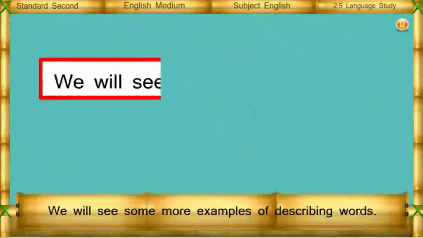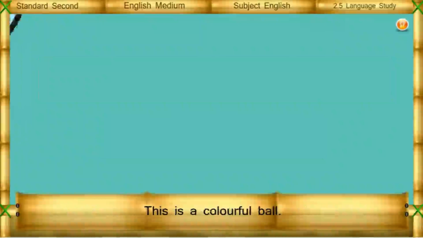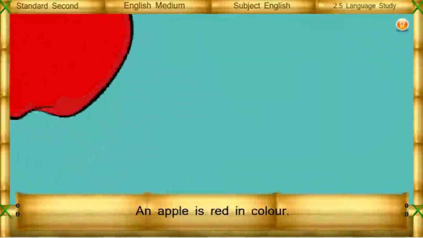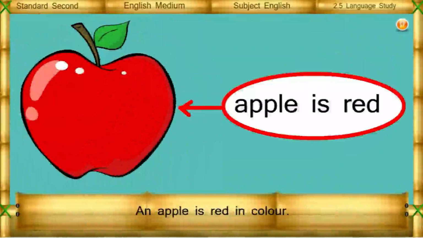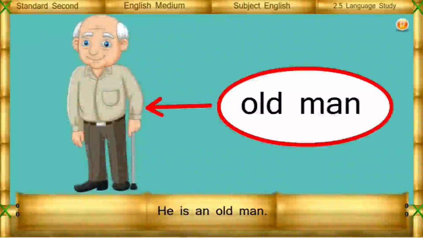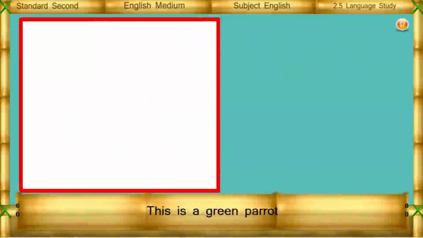We'll see some more examples of describing words. This is a colorful ball. An apple is red in color. He is an old man. These are 8 bananas. This is a green parrot.